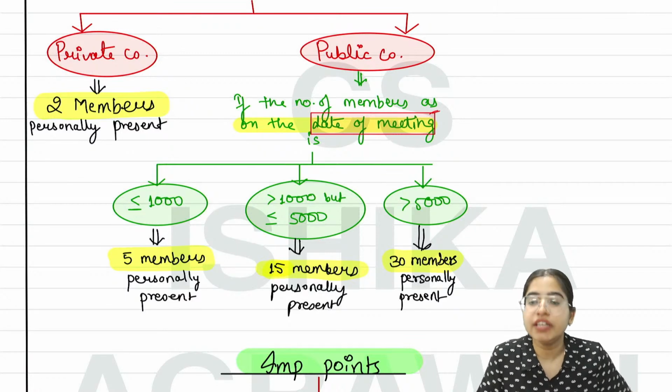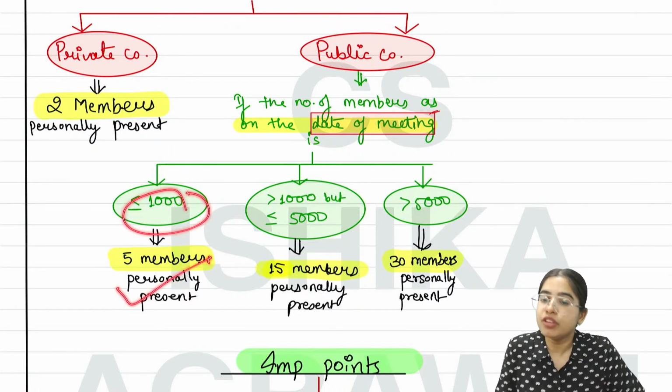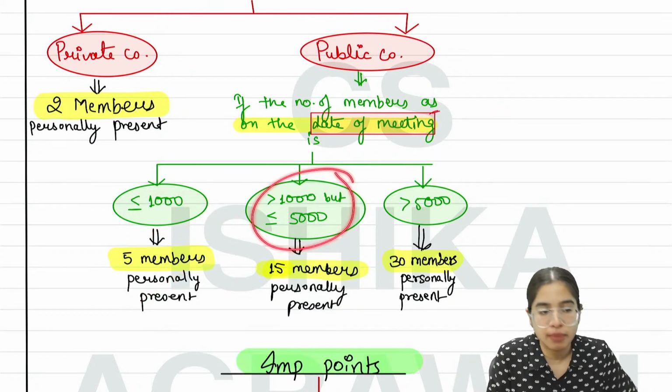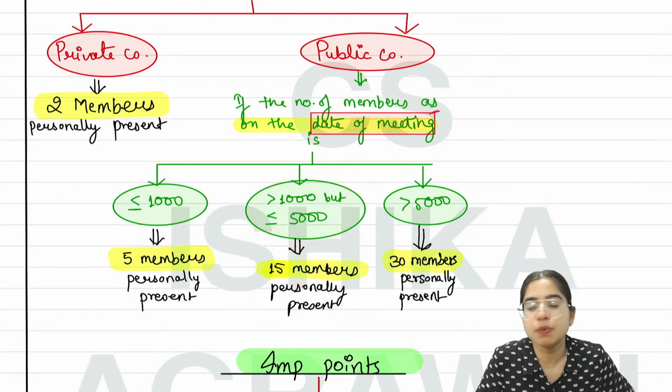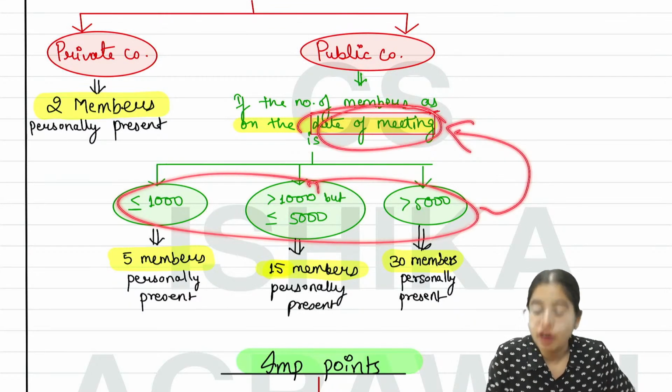So if on the date of meeting there are up to 1000 members, then this will be quorum. If on the date of meeting there are, let's say, 2000 members, then quorum will be 15 members personally present. So you will check the total number of members as on the date of meeting.